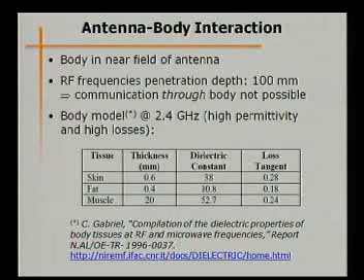Through the body is not possible, but it should be around the body. In this table, you can see the properties of the body at 2.4 gigahertz, which will be the communication frequency for skin, fat, and muscle tissues. And you can see that, in general, the permittivity is very high, and these tissues also have very high losses.